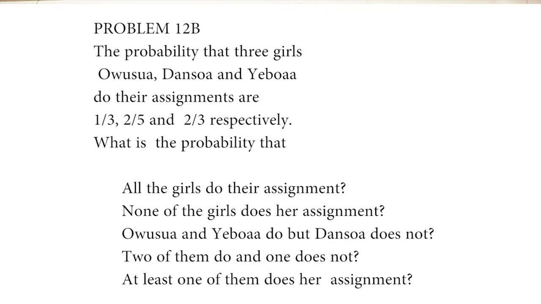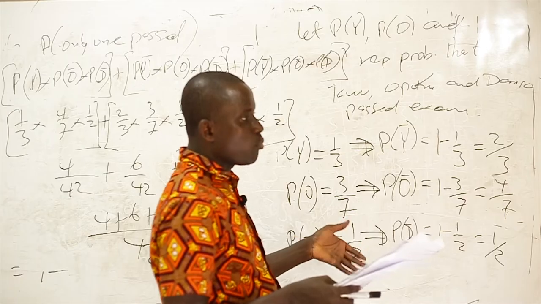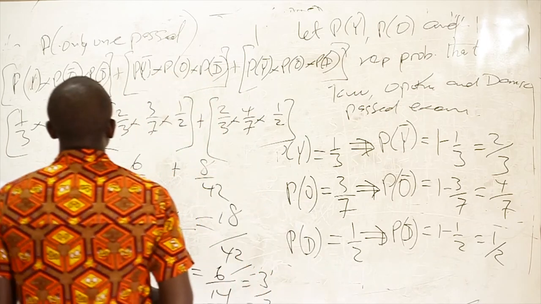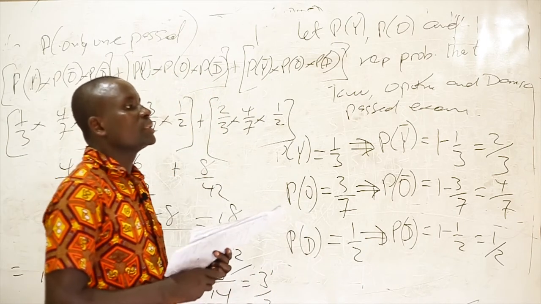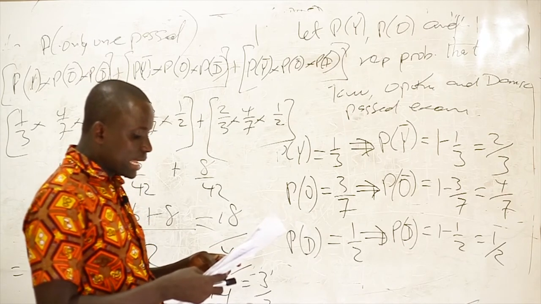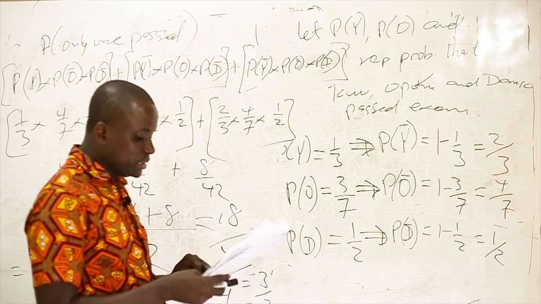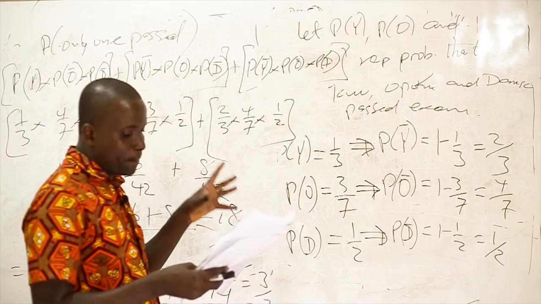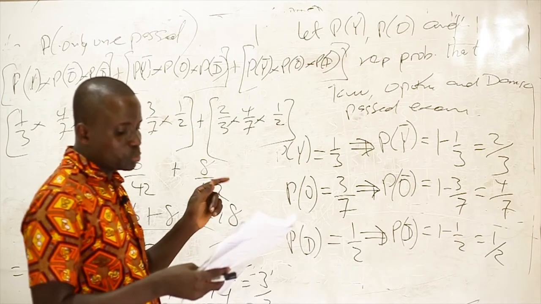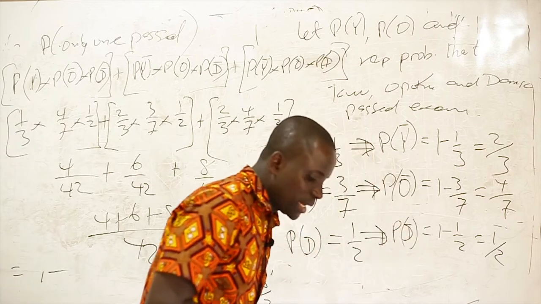Problem 12b. The probability that 3 girls, Owusu, Adansua, and Yeboah, do their assignment. What's the probability that all of them do the assignment? None of them does the assignment. Owusu and Yeboah do, but Adansua does not do the assignment. So in this case, you know what to do. It will be P(Owusu) times P(Yeboah) times P(Adansua bar). P(O) times P(Y) times P(D bar). Then you work it out. So that is 12b.